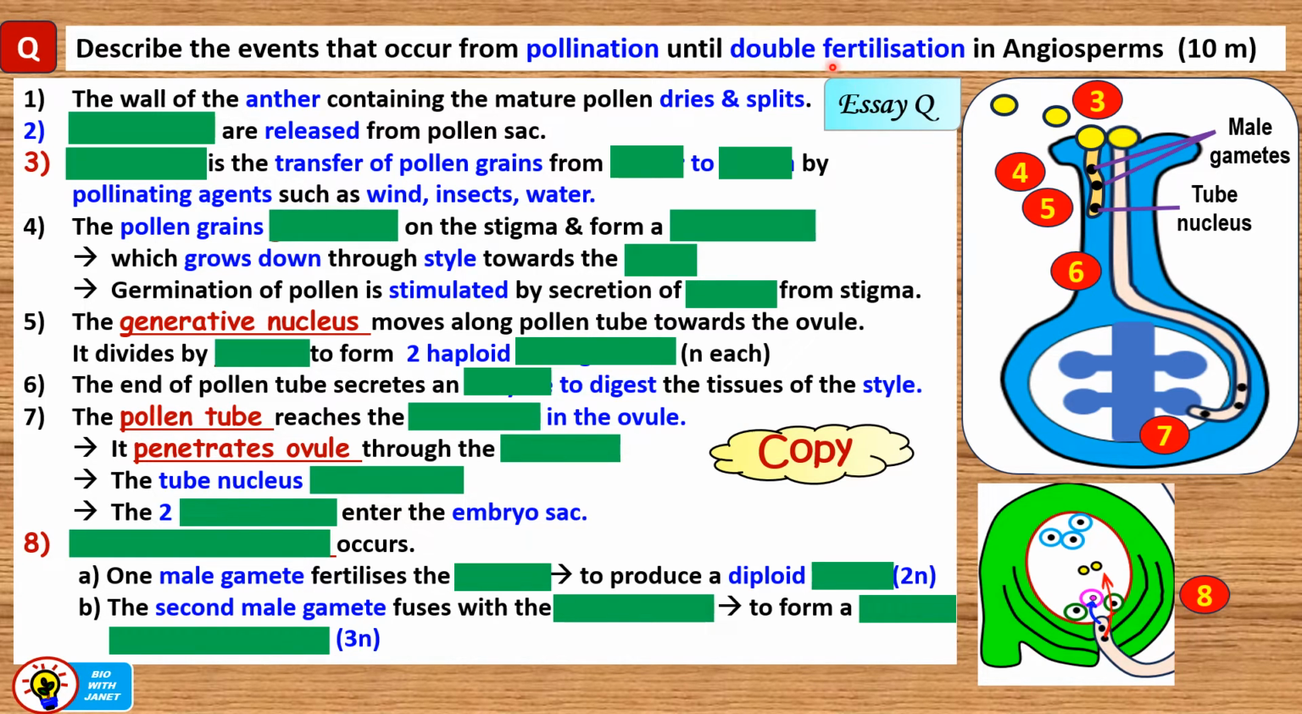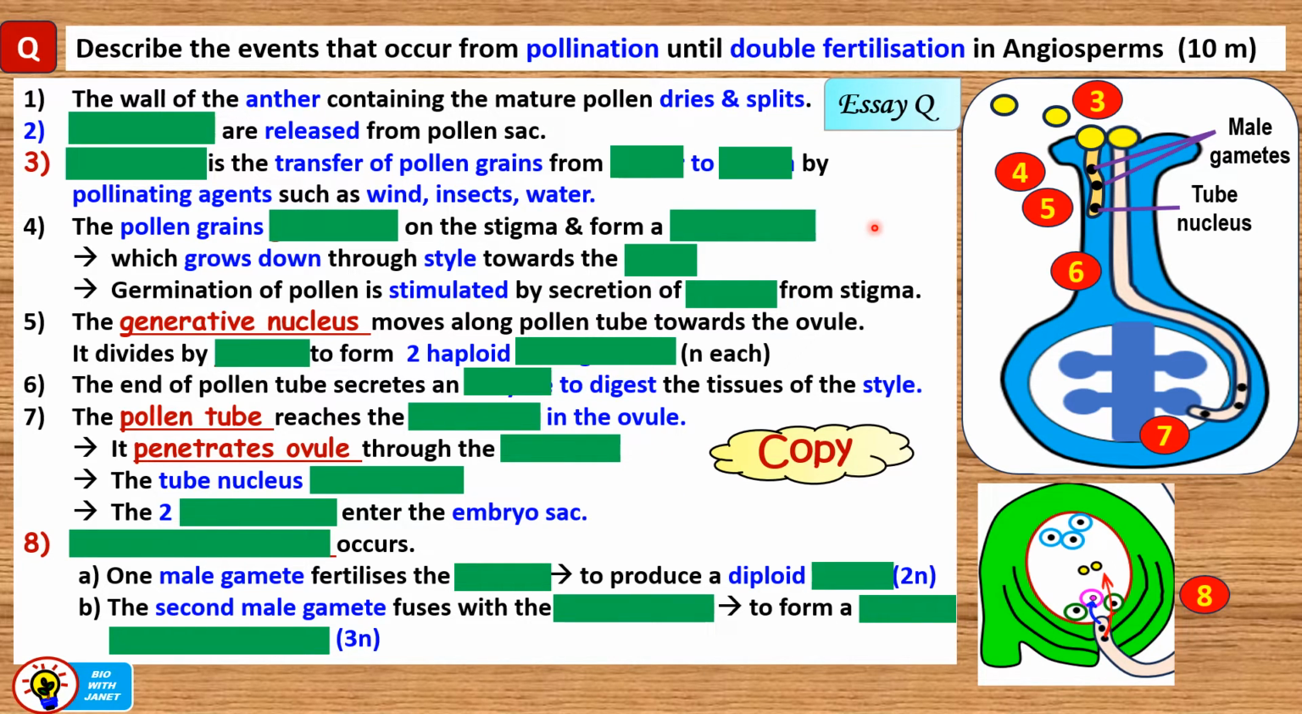So here is a popular question on double fertilization. Describe the events that occur from pollination until double fertilization in angiosperms. 10 marks, okay, for an essay question. And here's the answer. So we have discussed this in the previous slides, and you can copy down this answer for this question in a notebook. So let's go through it, and I've blanked out certain parts. So you can try to answer this question first and fill in the blanks, all right, before we discuss the answer. You can pause the video for a while, okay, and write down the answer for each part.